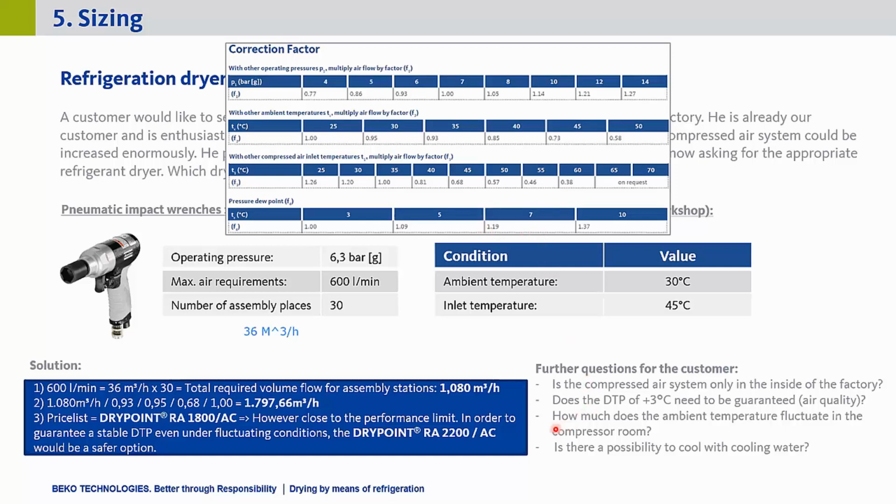Then again, you could ask, how much does the ambient temperature fluctuate in the compressor room? Of course, this is also important. But as I said, selecting is done to worst case conditions, so it's not that important. Is there a possibility to cool with cooling water? This is definitely very important, because as soon as cooling water is available and the customer is willing to use it, then you have to sell, of course, a WC dryer, which is a water-cooled dryer instead of an air-cooled dryer. So these are just some further questions that you could ask a customer when selecting a fridge dryer.